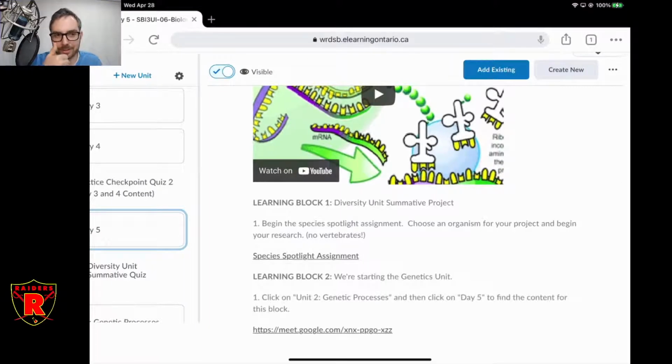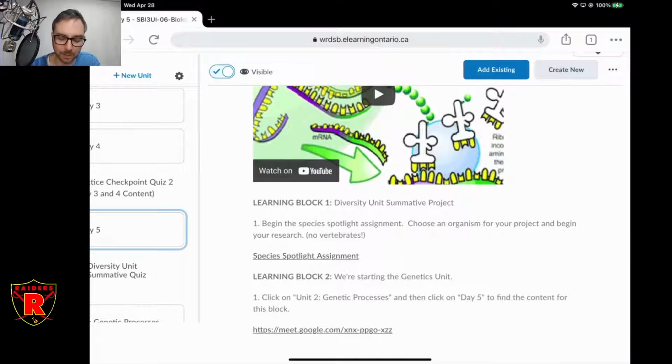So do today: vocabulary list. Work on species spotlight assignment, complete by tomorrow at midnight. Work on quiz in Learning Block 3, ideally. You don't have to write it during Learning Block 3, but that's your time to get support for the quiz, and complete by midnight tomorrow.